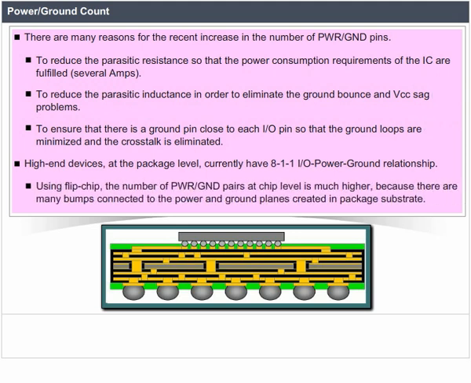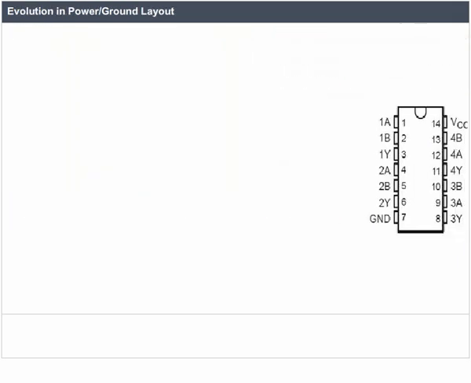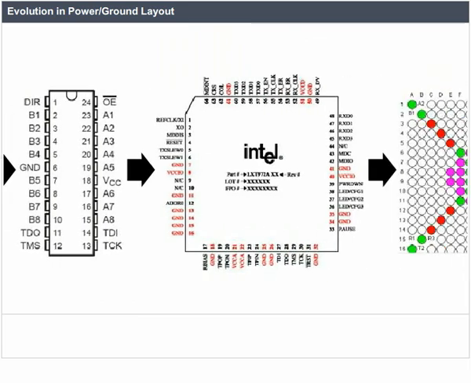Using flip chip, the number of power and ground pairs at chip level is much higher because there are many bumps connected to the power and ground planes created in the package substrate. Evolution in power and ground layout.